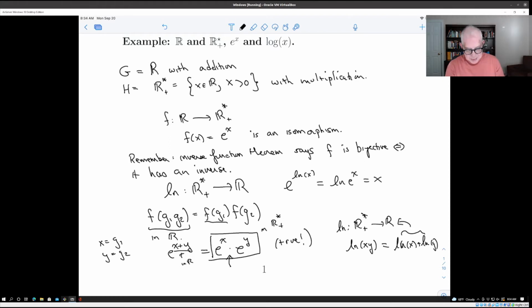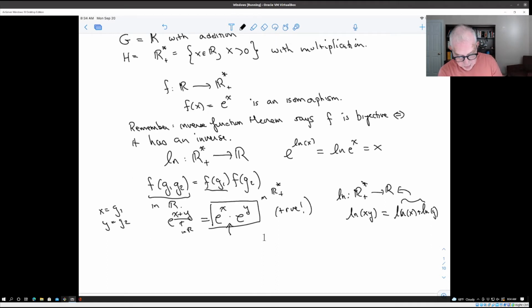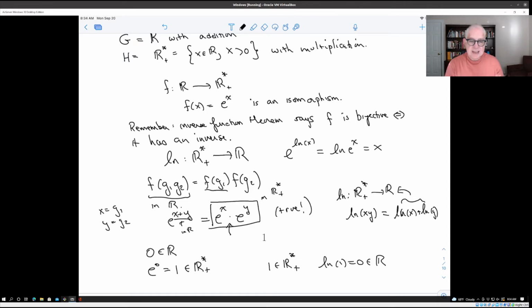And maybe we'll just notice one other thing, which is what happens to the identity elements? Well, 0 is the identity element in R, and e to the 0 is 1, which is the identity element in R star plus. And similarly, 1 is the identity element in R star plus, and the natural log of 1 is 0 in R. So the isomorphism carries the identity element of one group to the other. And we'll see that that always happens with isomorphisms. We'll see that a bit later.